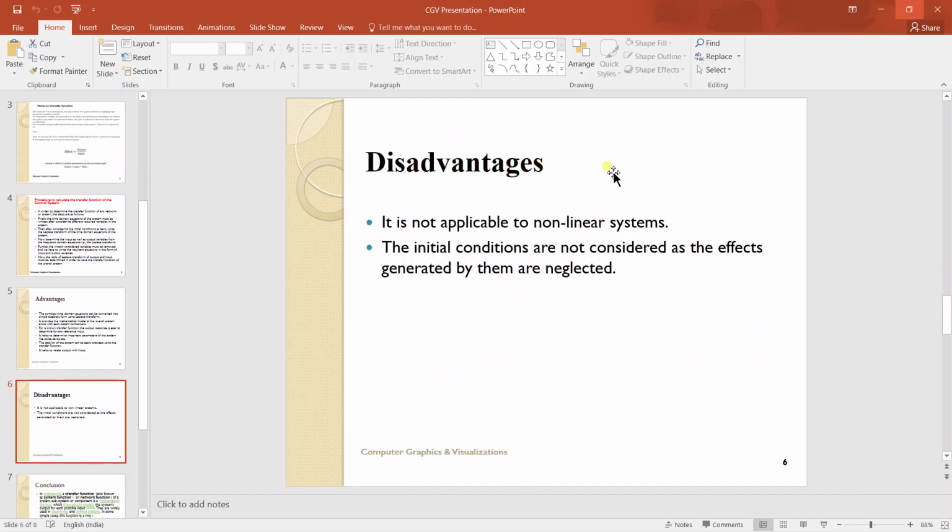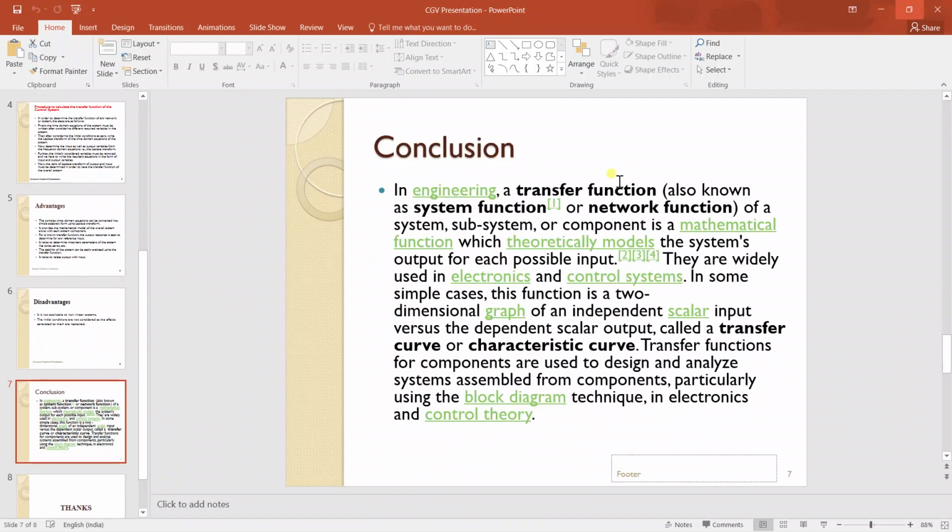Now, there are only two disadvantages. First, it is not applicable to non-linear systems. Second, the initial conditions are not considered, as the effects generated by them are neglected.